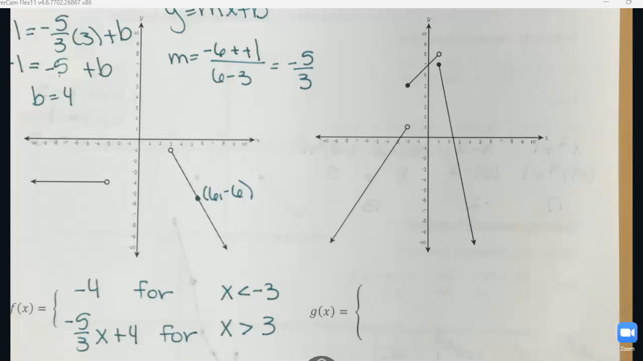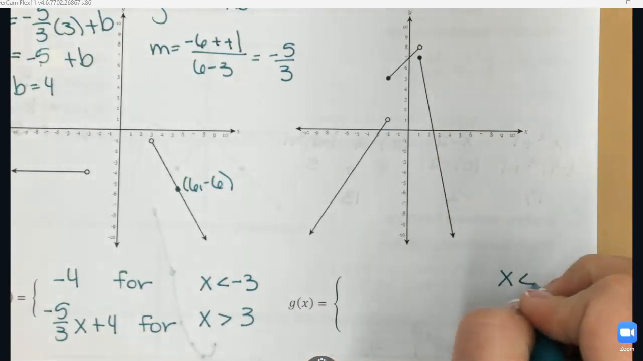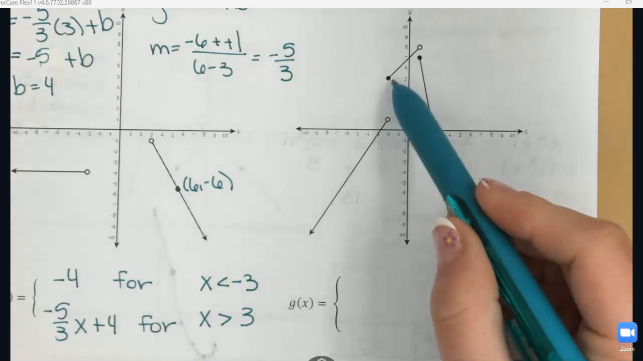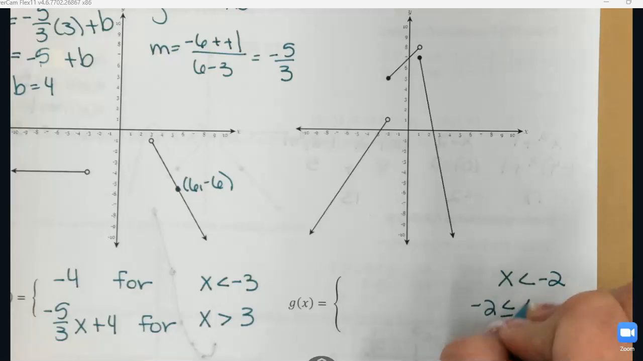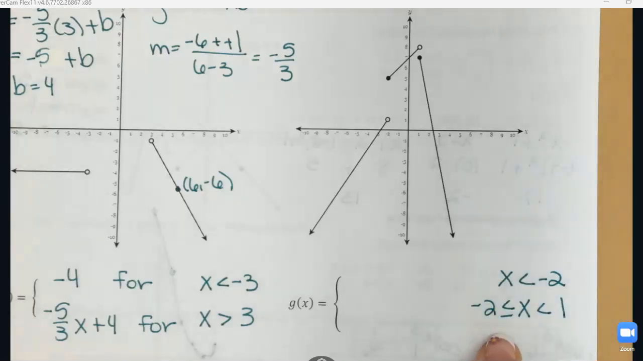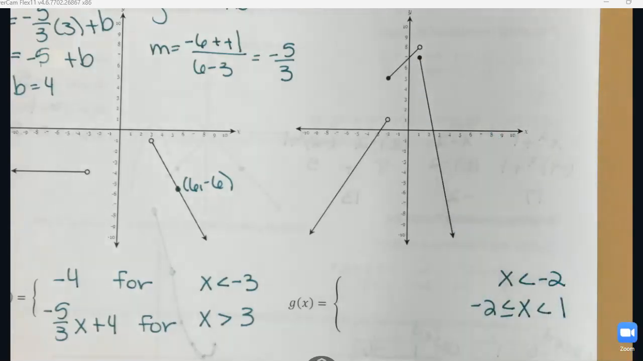On the second one here, I have 3 parts, starting with an open circle at -2, going off forever. Then I've got a closed circle at -2 to an open circle at +1. So I'm only going to underline the one between x and -2. Then I've got a closed circle at +1 going off forever. So I need to find the equations of these 3 lines.